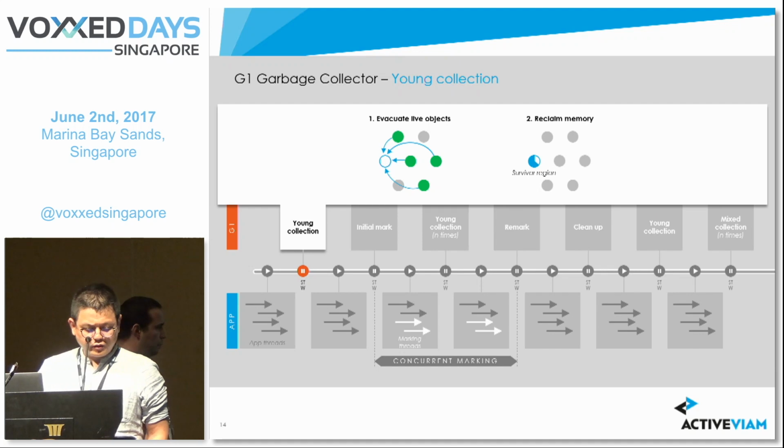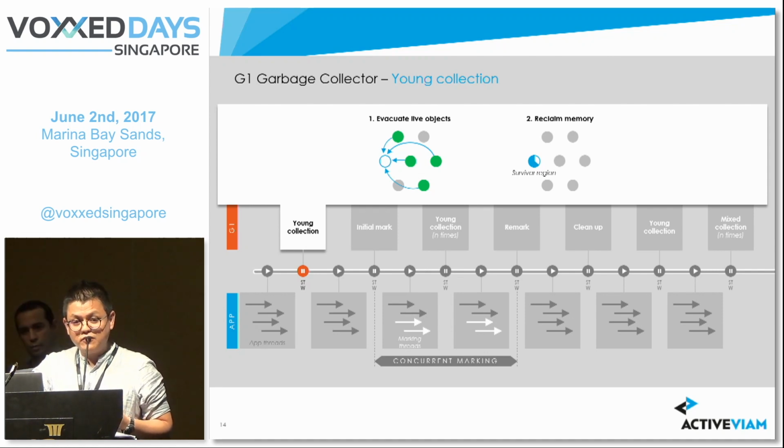The objects that survive will be evacuated into other regions, which is referred to as the survivor region. Technically speaking, the survivor region still belongs to the young generation. So when the next young collection happens, if there are still objects alive in these regions, they will be evacuated again. This evacuation during young collection will happen a few times, and after it has been evacuated a few times, these objects will be promoted into the old region.